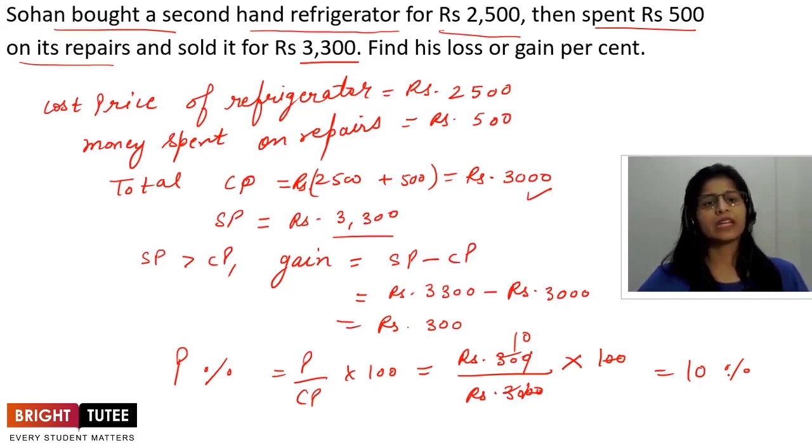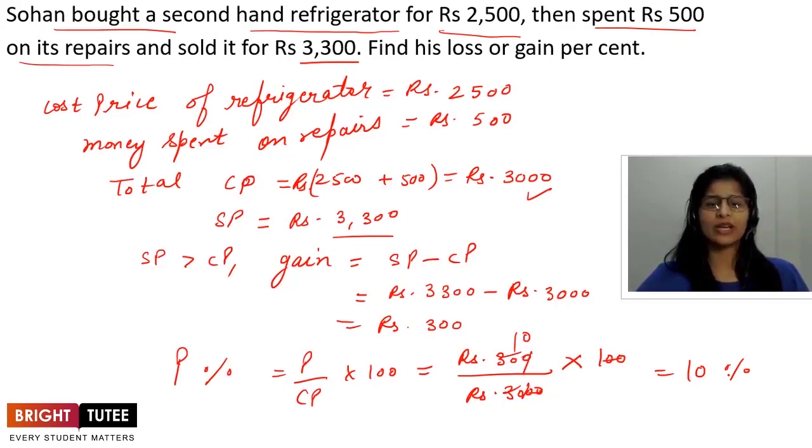So what we have done: we were given the money at which Sohan bought the refrigerator, 2,500. Then he spent rupees 500 on its repair. In total he has spent 3,000 on it, which means the refrigerator cost him rupees 3,000. Now he is selling it for 3,300, a larger amount, so selling price is greater than cost price and we are at a profit. Profit is selling price minus cost price, so we get the gain as rupees 300.